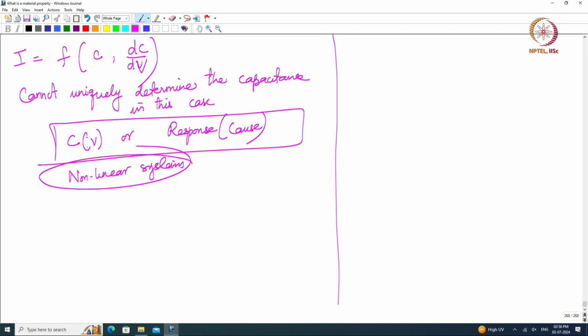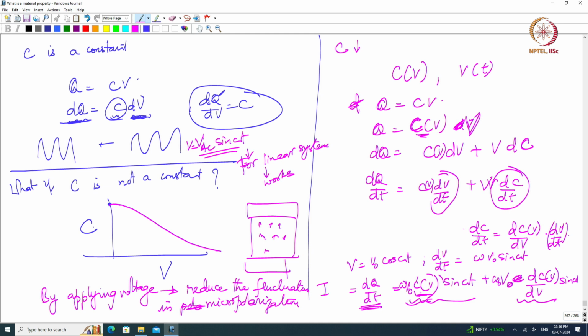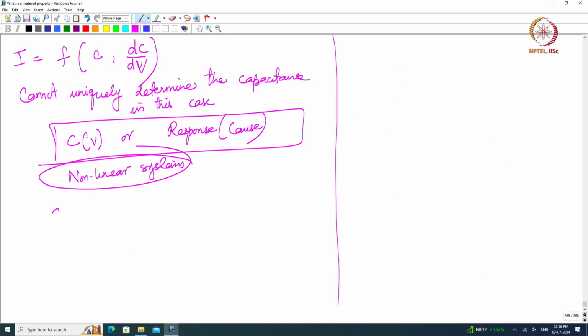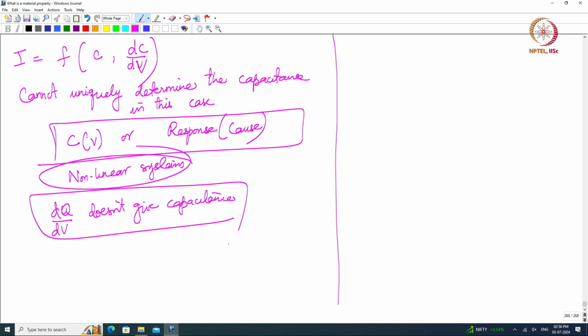Then my simple analysis of measuring charge, fluctuating the voltage, measuring charge and taking dq by dV does not work. dq by dV is actually not going to be my capacitance. I can clearly see here that it is capacitance plus something else. Okay. So, dq by dV does not give me capacitance. So, I have to do some other trick. And these sort of measurements that I just mentioned are called large signal measurements.